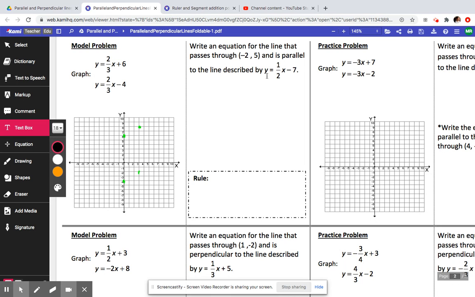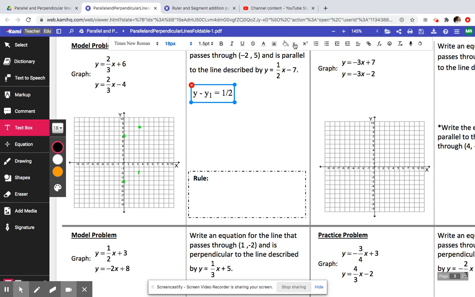We're trying to create a line that's parallel to y equals 1/2 x minus 7. We can use our equation I taught you: y minus y1 equals our slope, 1/2, times x minus x1. Because we know our y1 and our x1, we can plug those into our equation. So y minus 5 equals 1/2 x plus, I'm changing it to a plus because a minus -2 is going to be a plus.